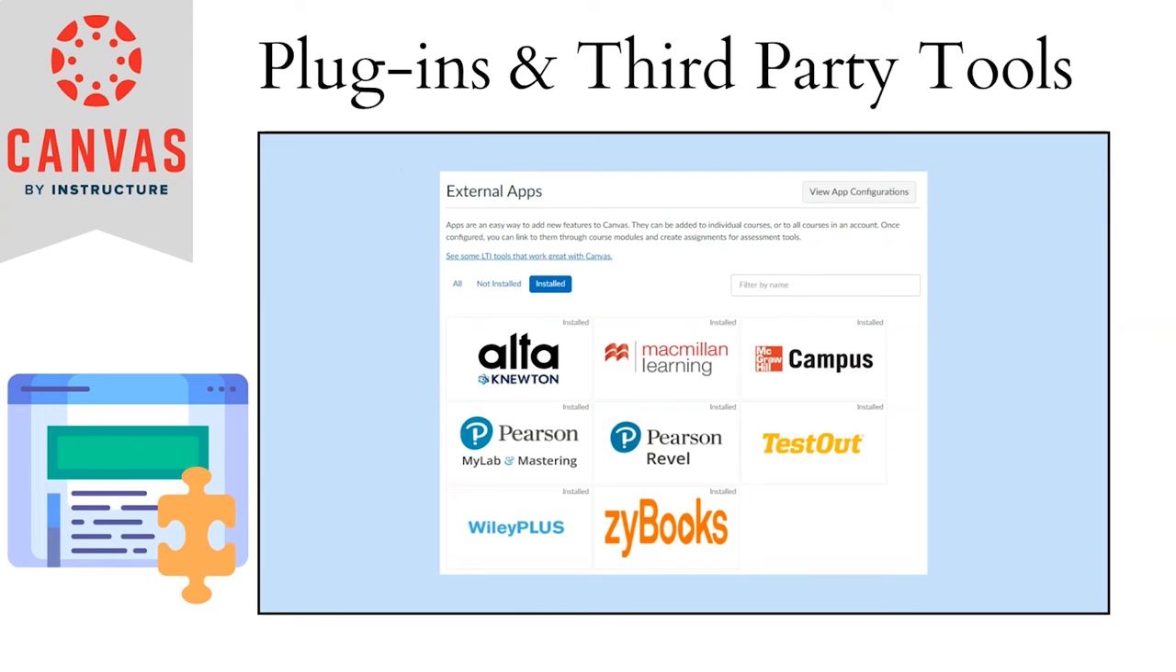So this is what it looks like when you go to settings and then select apps within a Canvas course. These are the ones that are installed already in my Canvas with HCC. Several of these are textbook publishers. So a lot of textbook companies have online materials and assignments and extra information, and their complete textbooks can be in some of these plugins, and so you can integrate all of that directly into your Canvas course.